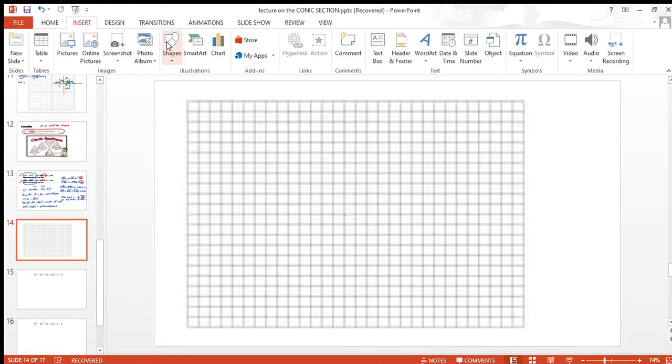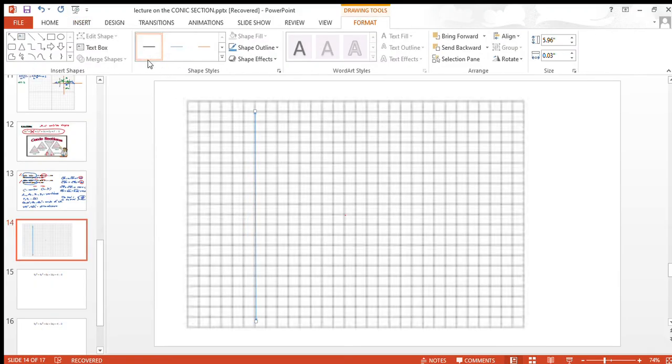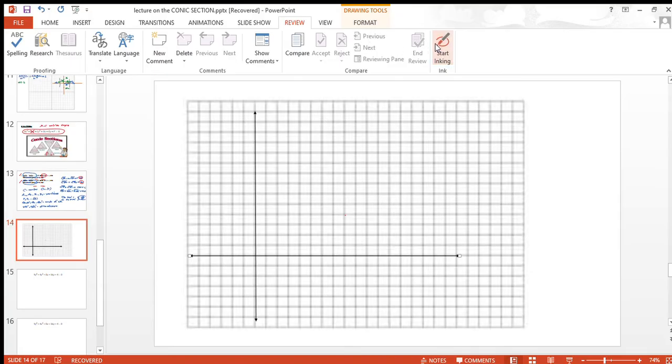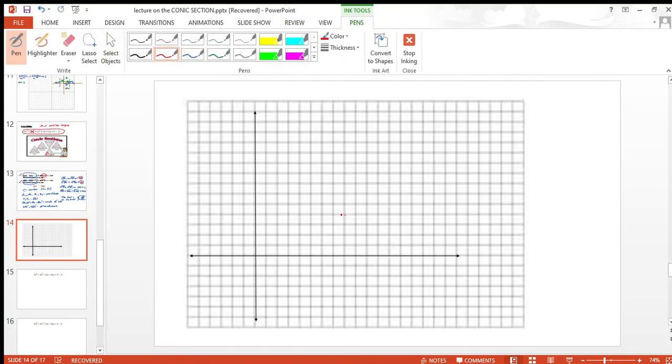But before we have that, let's have our Cartesian plane first. So let's say this will be our y-axis, and then let's say this is our x-axis. Now we proceed with our parts. Let's say this is our center.